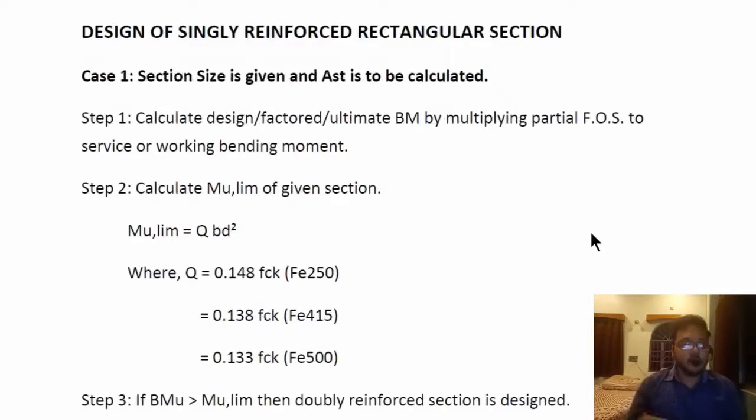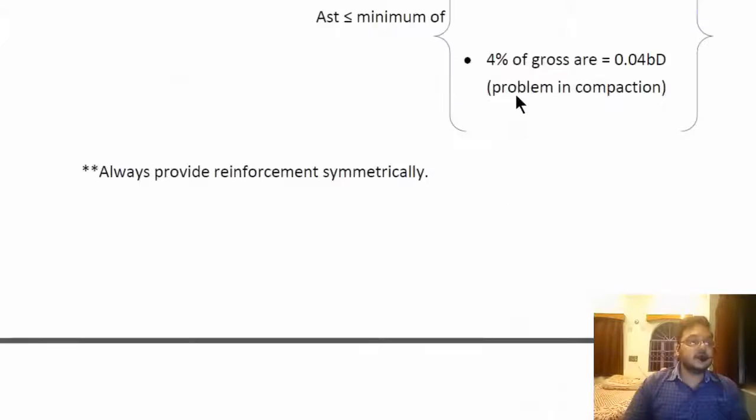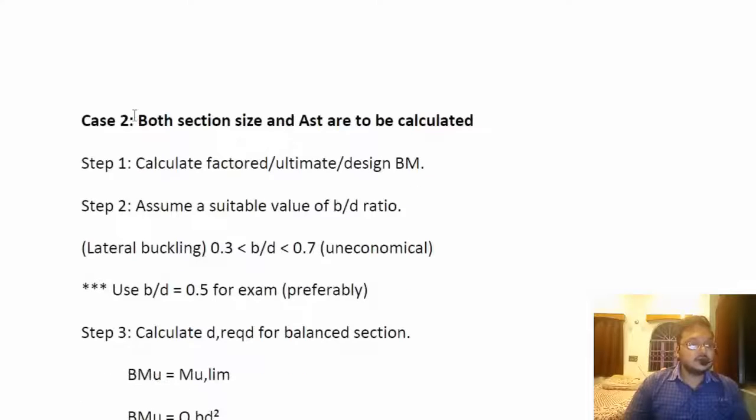And in this part I will be discussing two types of questions that come in various exams and that we face in various processes. The first one is where the section size is given to us and AST is to be calculated, whereas in the second, both section size and AST are to be calculated.